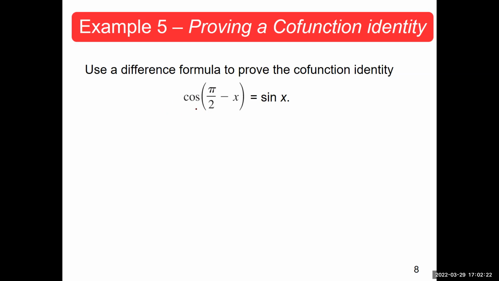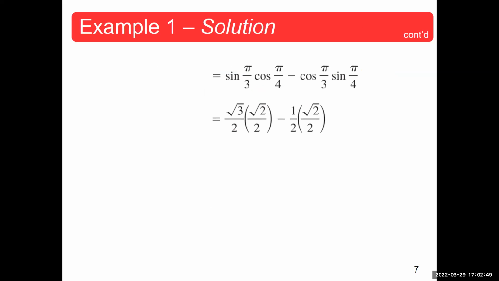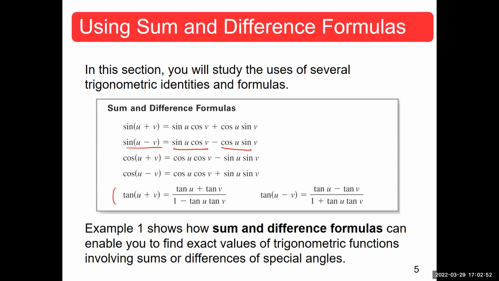Now, this one says use the difference formula to prove this function is correct. So we have to prove this. We have cosine of pi over 2 minus x. What was the formula? Let's go back and look at the cosine of u minus v. Here it is, that's the formula. Cosine of u minus v is cosine cosine, positive sine sine. So that's the formula we have to use.